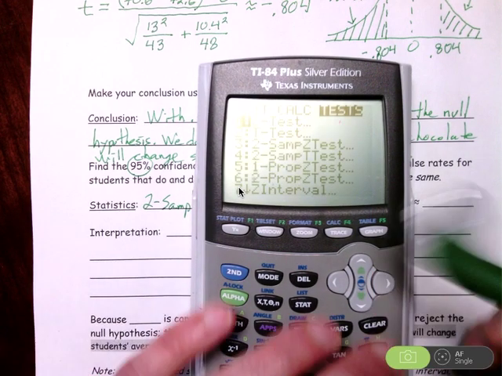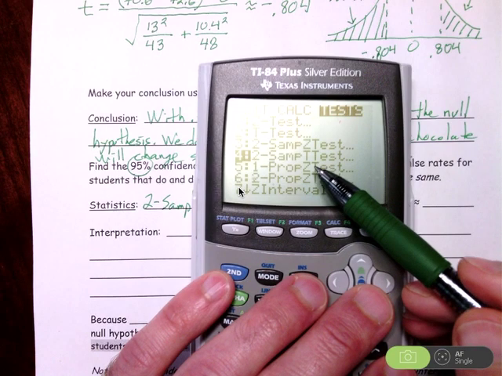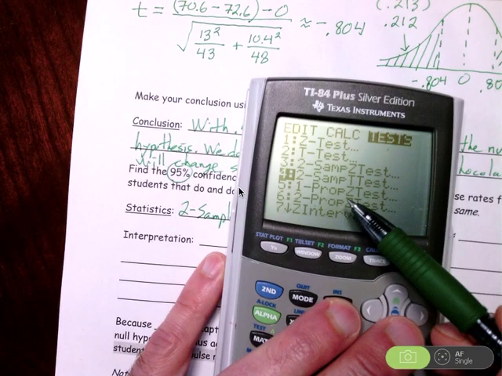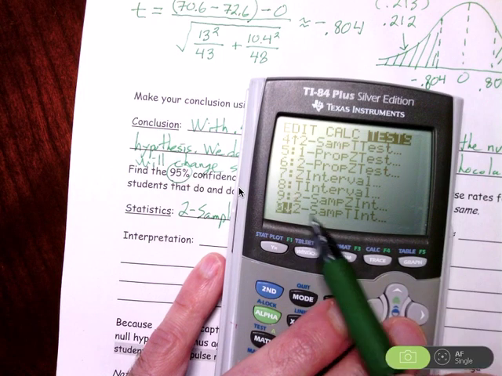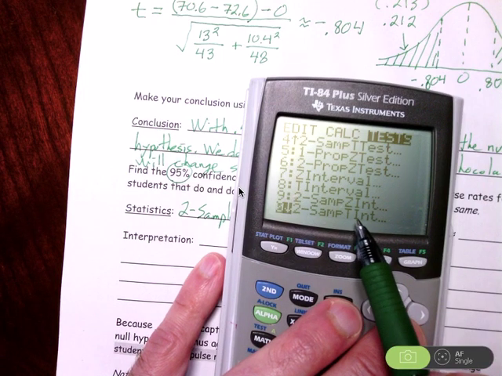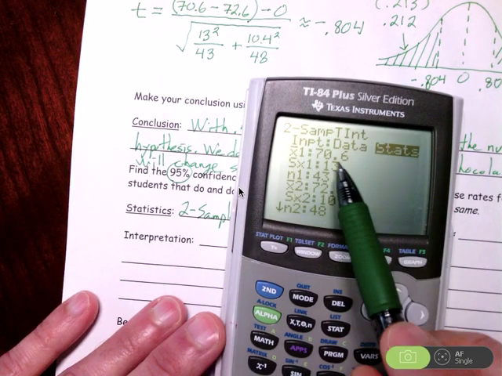So stat tests. Scroll down carefully. So here was the two-sample t-test. I'm going to keep going. I have to find two-samp t-int. There it is. Two-sample t-interval. And notice the calculator saved the statistics for us.